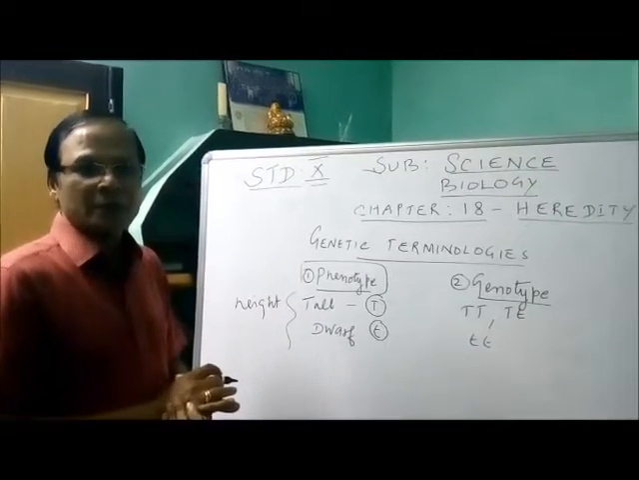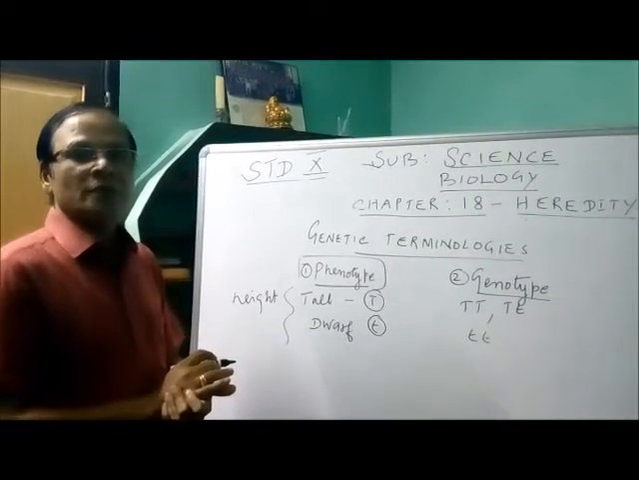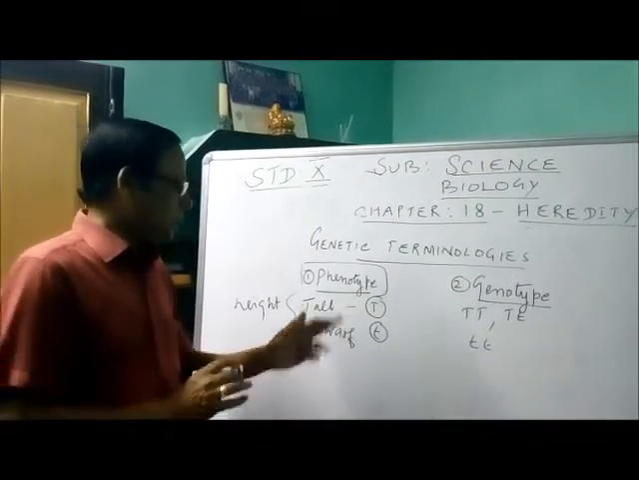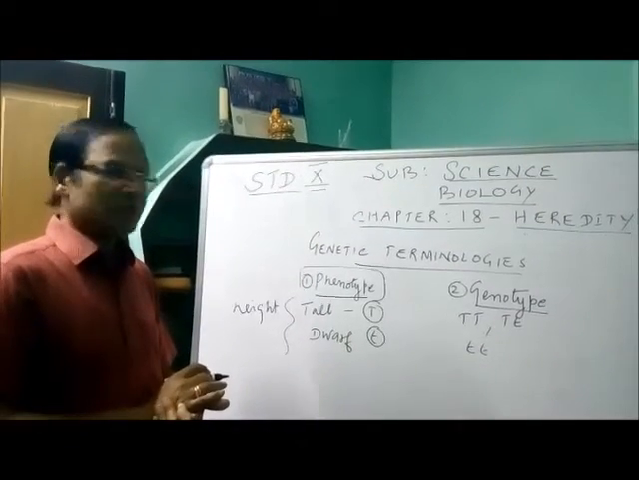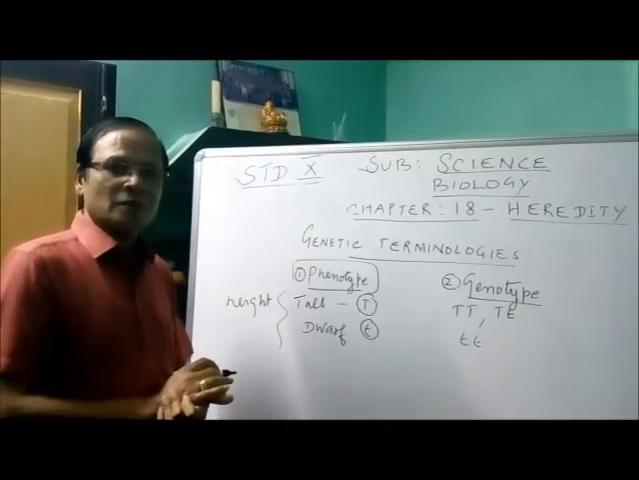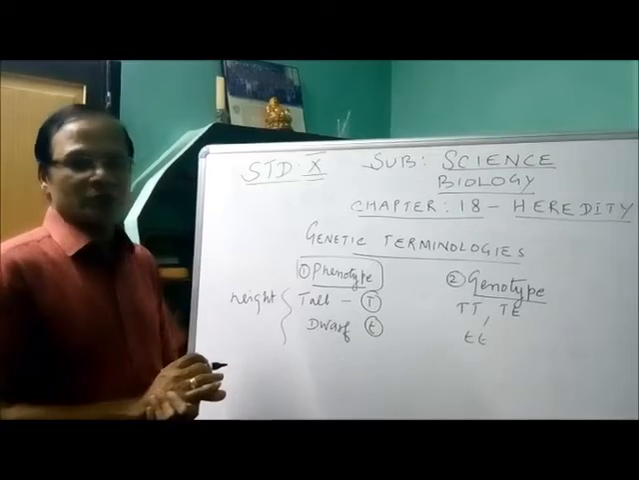It may be either capital T or small t. So the capital T denotes a dominant factor. The dwarf, small t, that denotes a recessive factor. We'll discuss what is a dominant factor or recessive factor later. This is the method of giving symbolization.